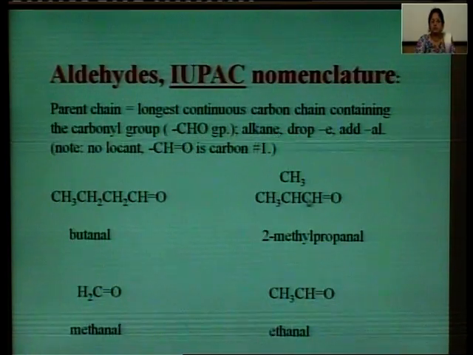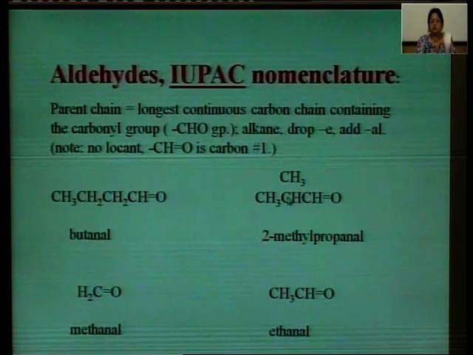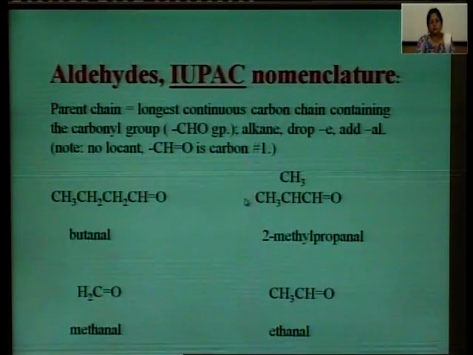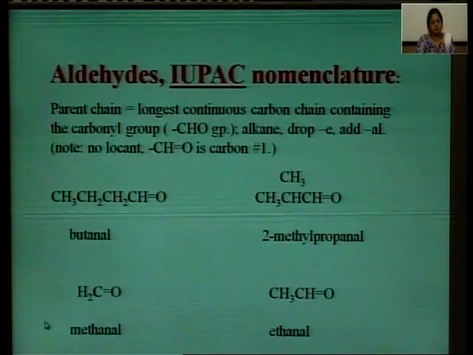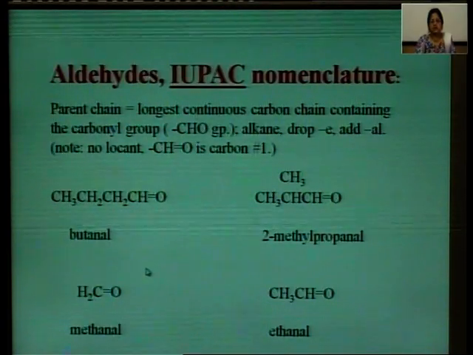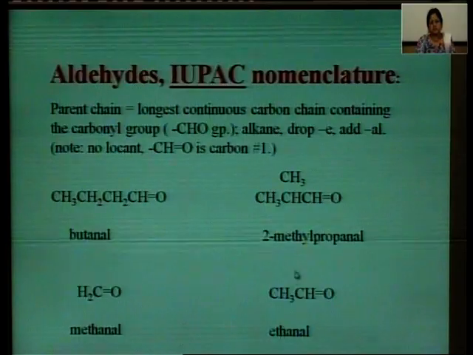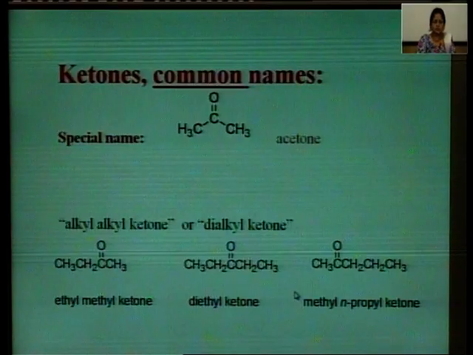This is numbered 1, 2, 3, and at the 2 position we have a methyl group, so this compound is named 2-methyl propanal. This is the first member of the series. The common name for this compound is formaldehyde, and the IUPAC name for this compound is methanal. This is the second member, that is ethanal.